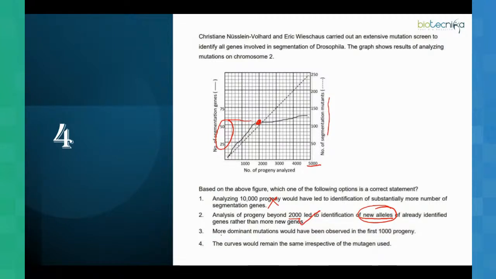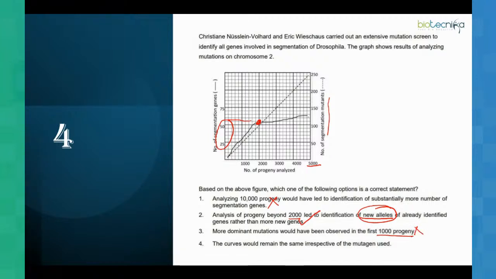Let's have a look there also. More dominant mutations would have been observed in the first 1000 progeny. Now, we don't know about dominant or recessive mutation. Nothing is described here, and just by looking at the graph also, we cannot say whether the mutation was dominant or recessive. No information is given regarding it.